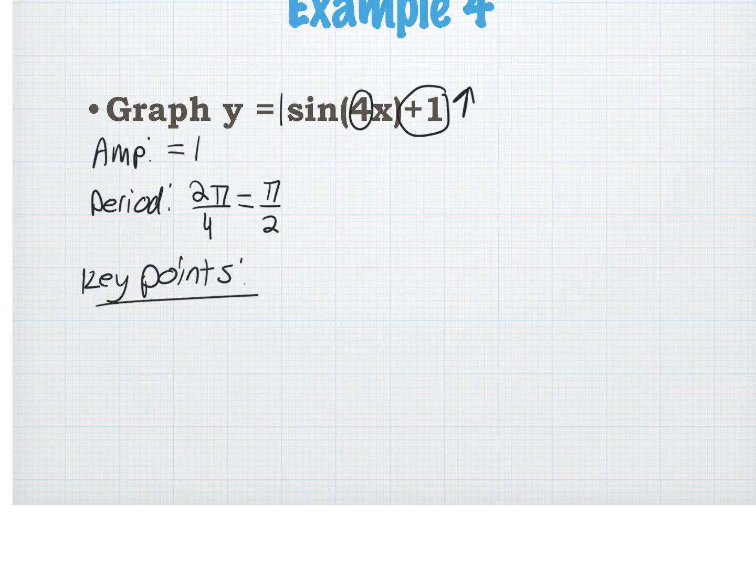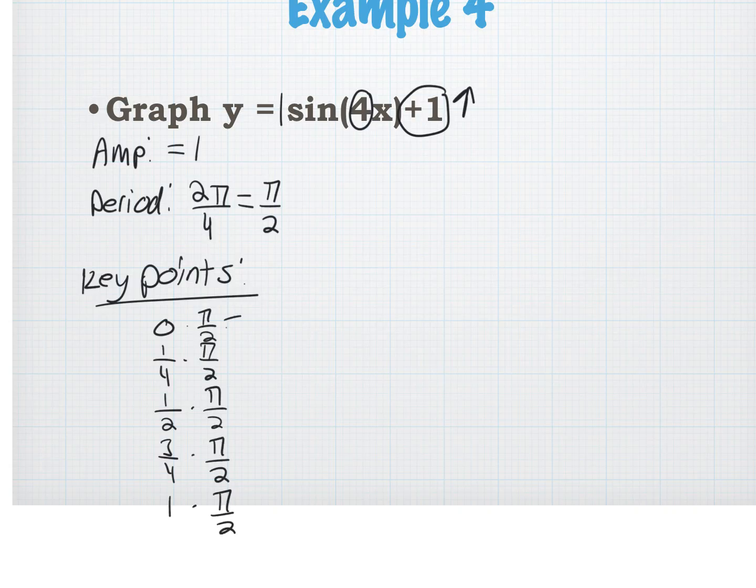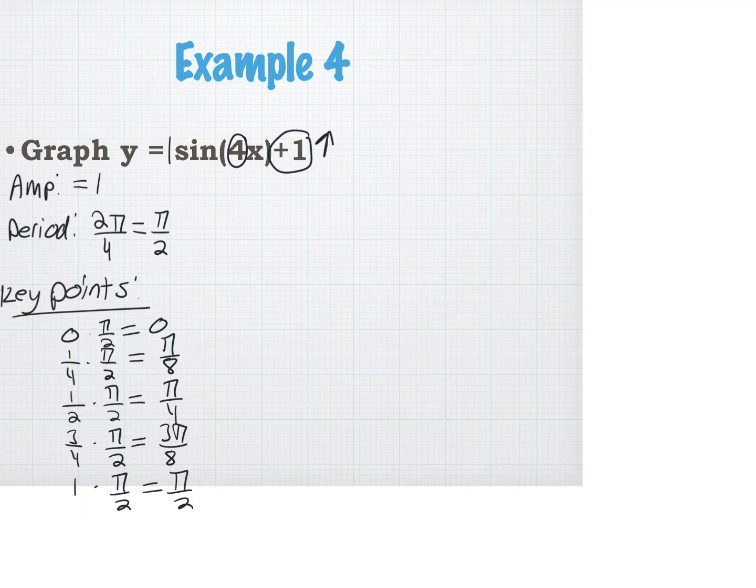All right, so again, I'm going to start at 0, a quarter, a half, 3/4, and 1. And I'm going to do times the period for everything. So times pi over 2, for each of them. All right, and then this is going to get us 0, pi over 8, pi over 4, 3 pi over 8, and then pi over 2. All right, and then now let's plot these on the graph.